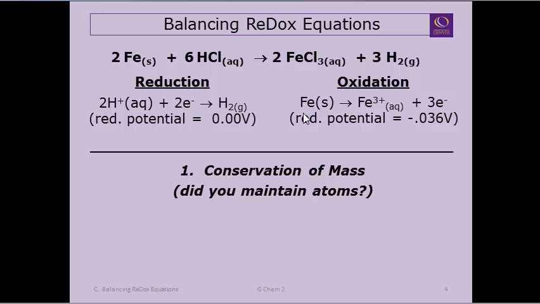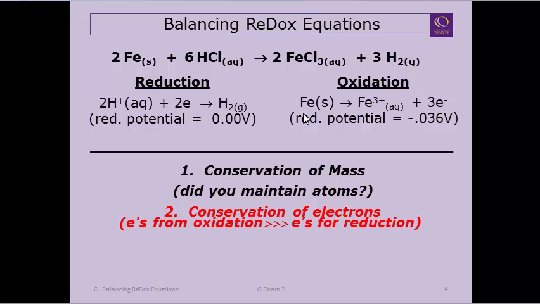It's taken care of. And then the second piece that you want to take care of when you're doing balanced redox equations is, did you conserve electrons? In other words, for every reduction event, there's an oxidation taking place and vice versa. And if you'll look in our half reactions, you'll see that there's a mismatch in the number of electrons. In one case, the reduction is requiring 2 electrons and the oxidation is releasing 3 electrons. So what you need to do is actually balance that out.